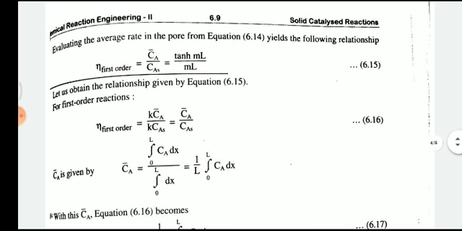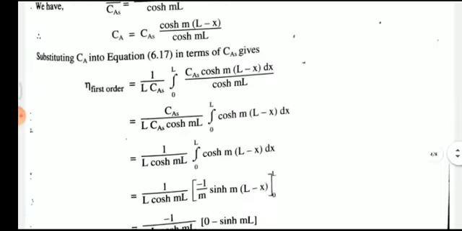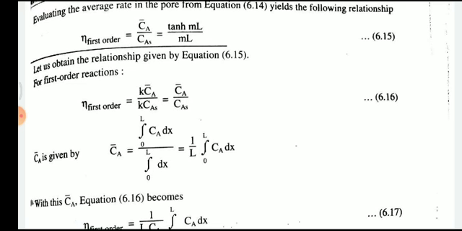Now let us derive it. This is simply a mathematical expression. It is given by Kc Ca bar upon Kc Cas, where Kc cancels, leaving Ca bar upon Cas. Now Ca bar is the integration from 0 to L of Ca dx upon the integral from 0 to L of dx, that becomes 1 upon L integrating from 0 to L Ca dx.